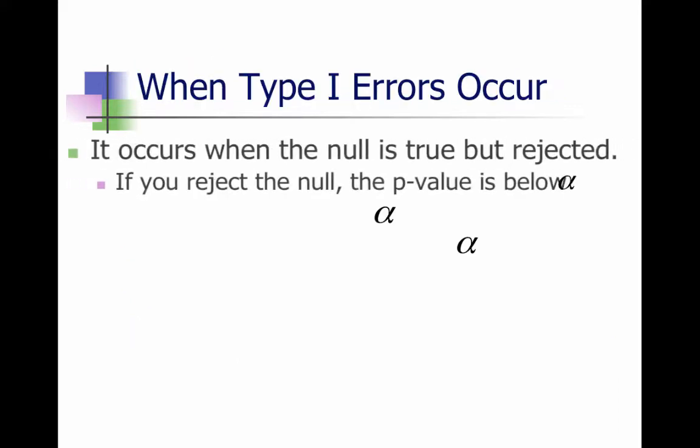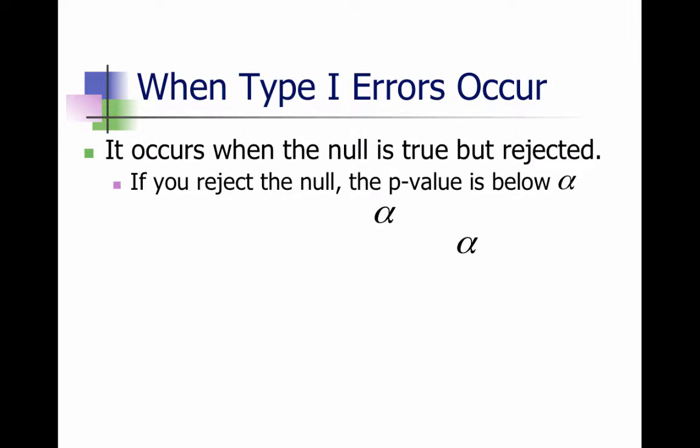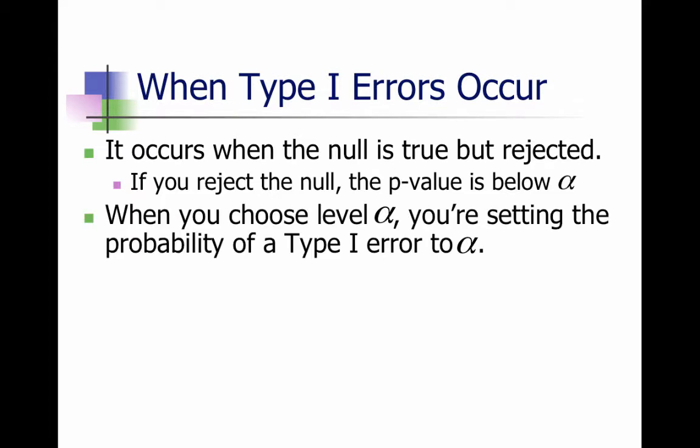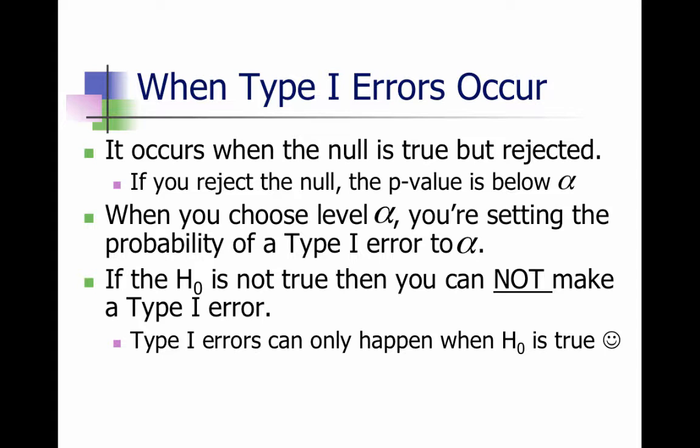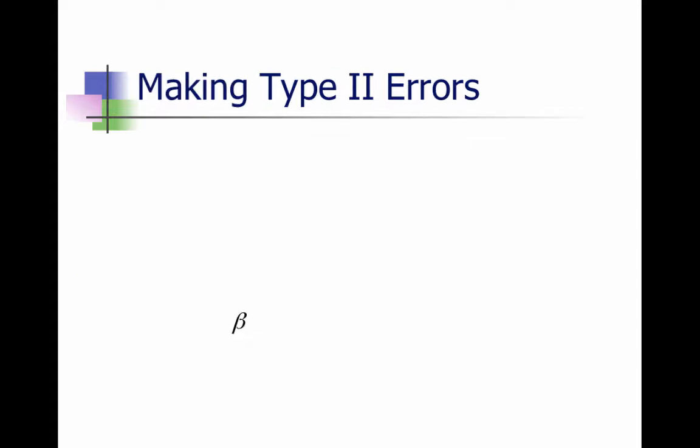Type 1 errors occur when the null is true, but rejected. If you reject the null, your p-value is below your alpha level. When you choose your alpha level, you are setting the probability of a type 1 error to that alpha level. If the null hypothesis is not true, then you cannot make a type 1 error. So type 1 errors only happen when the null hypothesis is true.